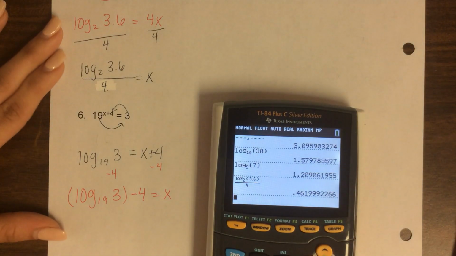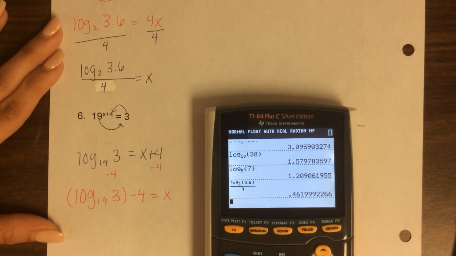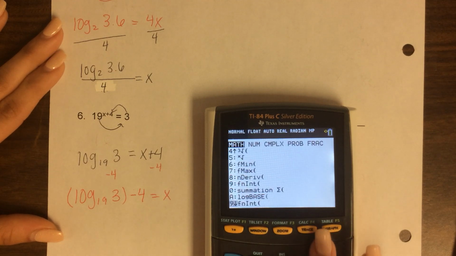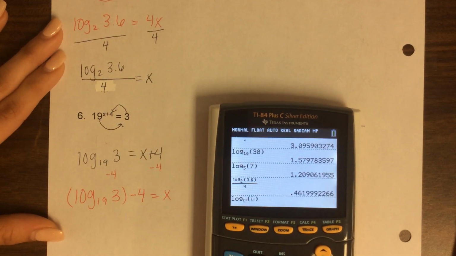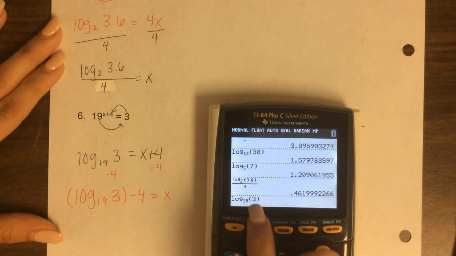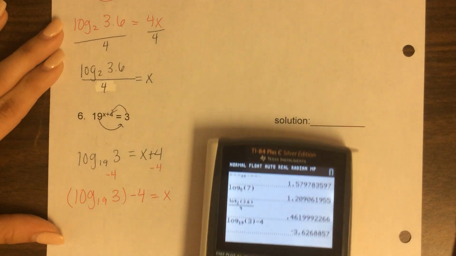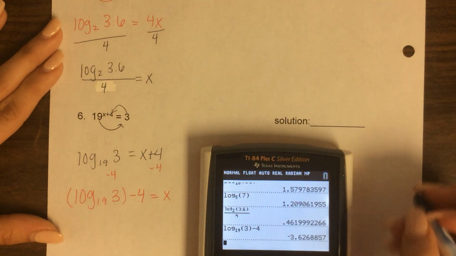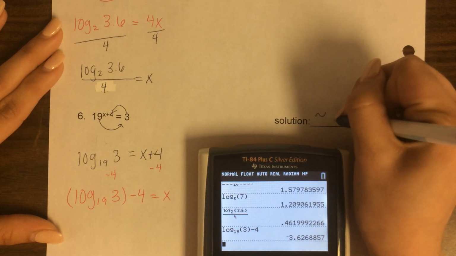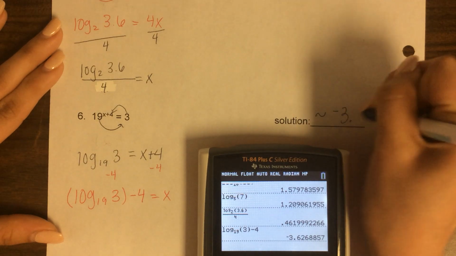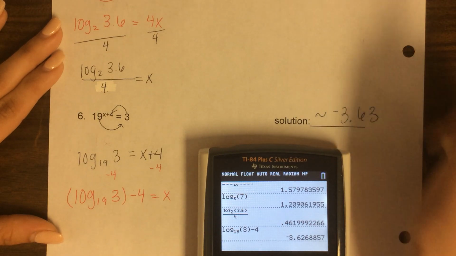So when we are doing this log, math, 2 up, I have 19 and I have this 3. You see how it only belongs to this log? And on the outside of the actual log, you subtract that 4. And we have this number right here, negative 3.63.